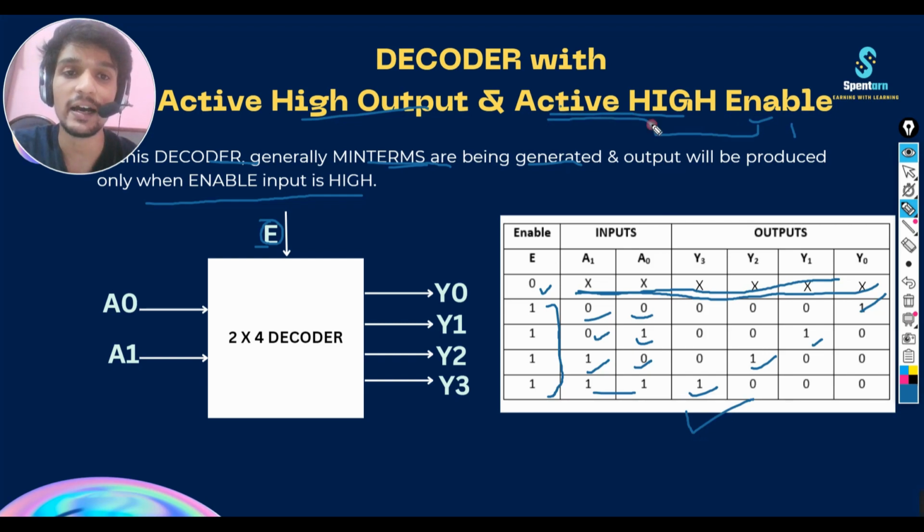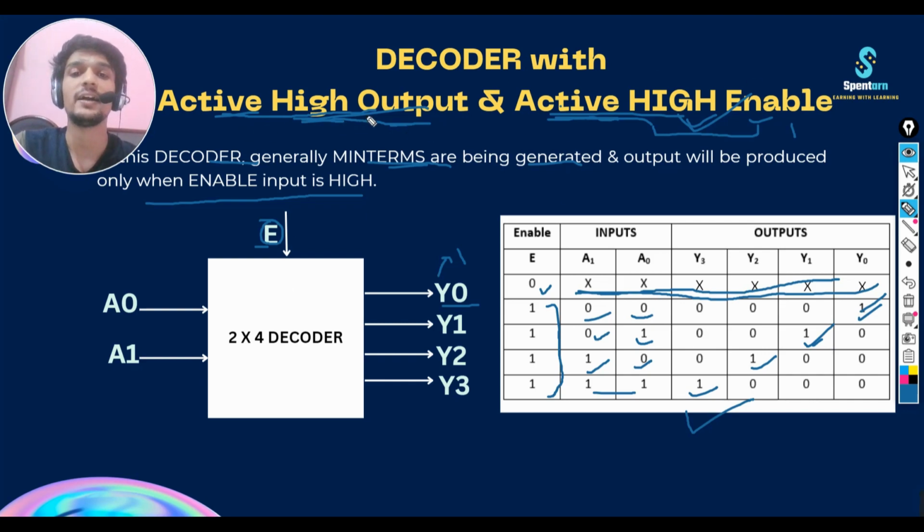Why have we said active high? It means it is working when the enable pin is high, right? Or we can say it is active only when the enable pin is high. And here we can see why we are calling it active high output: when we have data on the output, we are representing it with the help of 1, right? For example, if Y0 is the output we are getting, we represent it as 1. Similarly, if we have Y1 as 1, we represent it as 1. So we can say it is our active high output, which means the output is represented as active only when it is high, right? High means 1. Okay, so this is how we have called it active high output and active high enable, right?